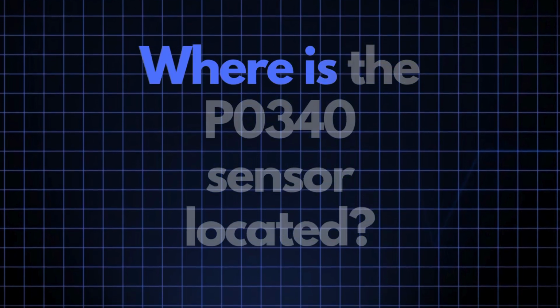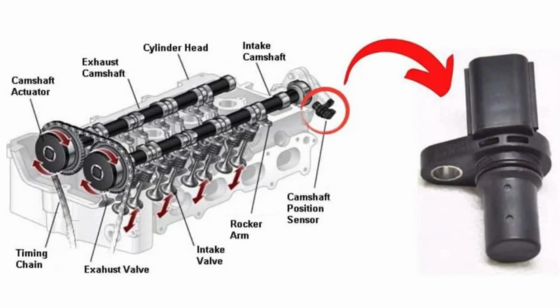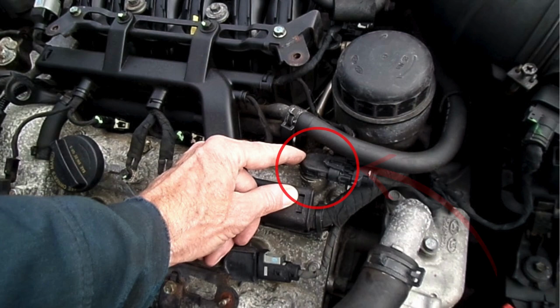Now, where exactly is the P0340 sensor located? The camshaft position sensor, responsible for triggering the P0340 code, is usually positioned close to the camshaft. Its exact location can vary depending on your vehicle's make and model, but you'll typically find it either on the valve cover or directly in the cylinder head.